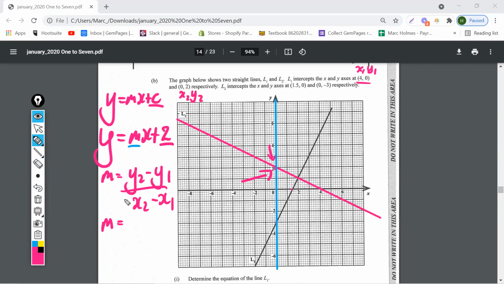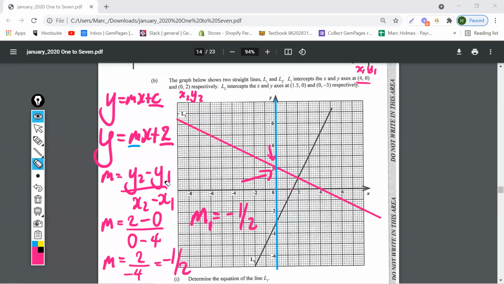So it's going to be 0 minus 2 over... no, wait. Wouldn't it be 2 minus 0? Hold on, let me just check. Oh, yeah, sorry about that, guys. It's definitely 2 minus 0, the second one, y2 minus y1. And then the other one is 0 minus 4. So m is going to be 2 over minus 4, which is the same thing as negative a half. Cool. So the gradient is equal to negative a half for line 1. Let's call it m1.